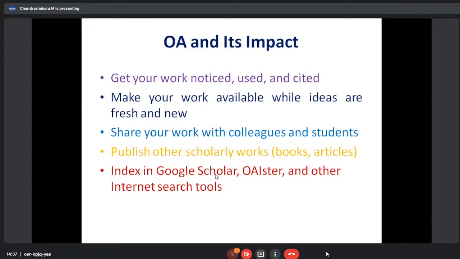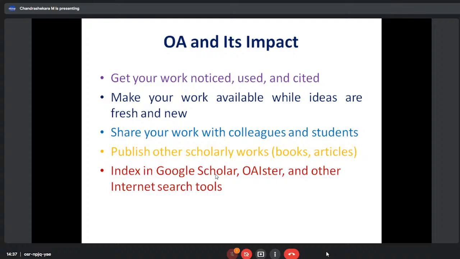Share your work with colleagues and students. This will be possible because you can put it on your website or in journals, or you can put all your publications there. Then anyone can see, so your students, colleagues, everyone. Publish other scholars' works also, books or articles, we can see. So ours also we can do, and others' also we can do.